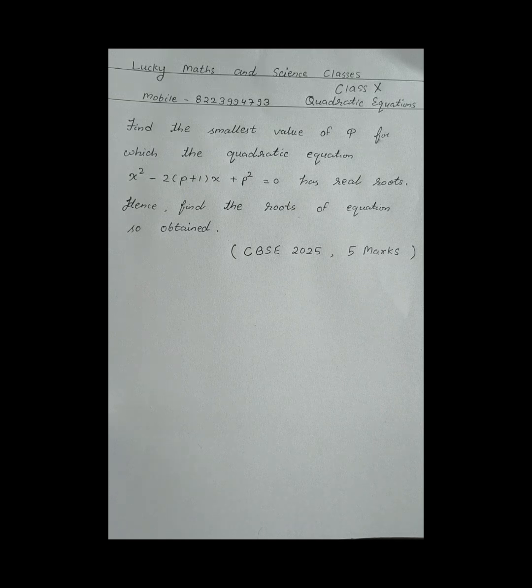Let's cover CBSE 2025 5 marks question from our chapter quadratic equation. Find the smallest value of p for which the quadratic equation x square minus 2(p plus 1)x plus p square is equal to 0 has real roots. Hence, find the roots of the equation so obtained.